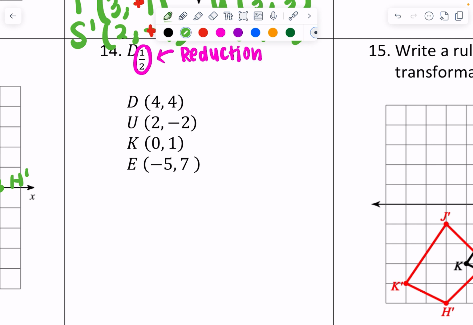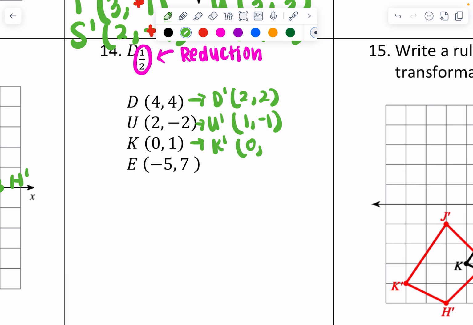So for our new coordinate points for D, U, K, and E prime, I'm going to multiply each one of them by a half. So D prime, half of 4 is 2, so that's 2, 2. For U prime, half of 2 is 1, so that's 1, -1. For K, half of 0, or 0 times 1/2, is just 0. And then half of 1 is 1/2, or 0.5.